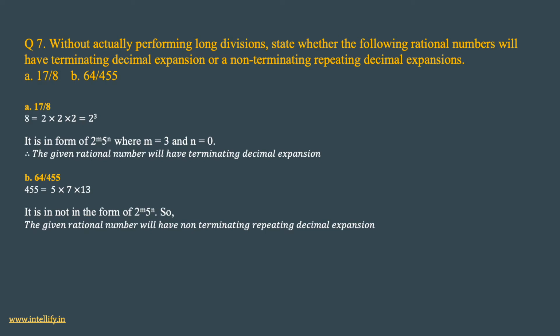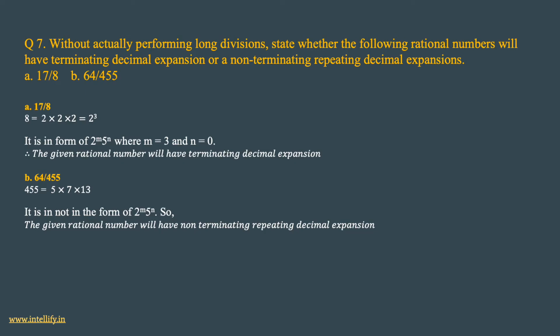Here we need to find the factors of 8. Here 8 is equal to 2 into 2 into 2, which means 2 raised to 3. 8 is equal to 2 cube. So let's put this in the form of 2 raised to m into 5 raised to n. So here m is equal to 3 and n is equal to 0. As this rational number comes in the form of 2 raised to m 5 raised to n, the given rational number will have terminating decimal expansion.